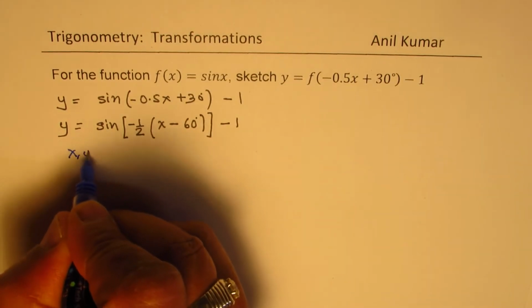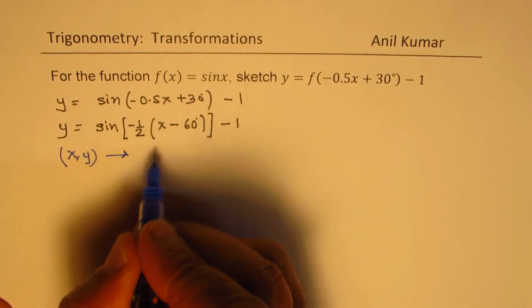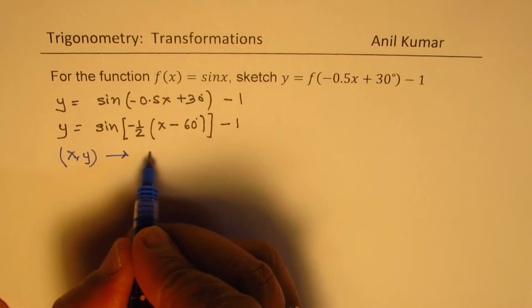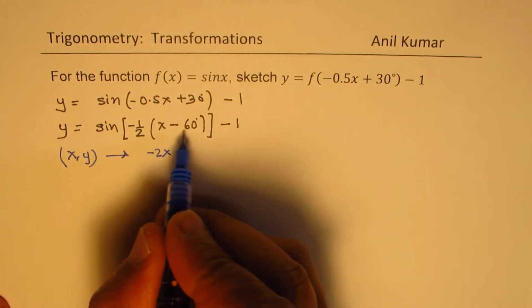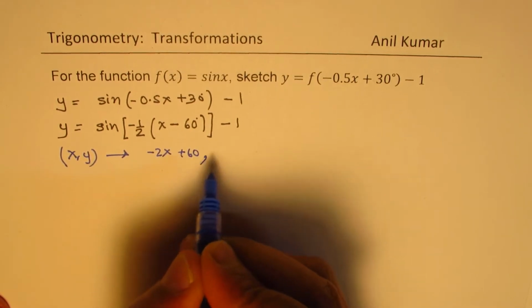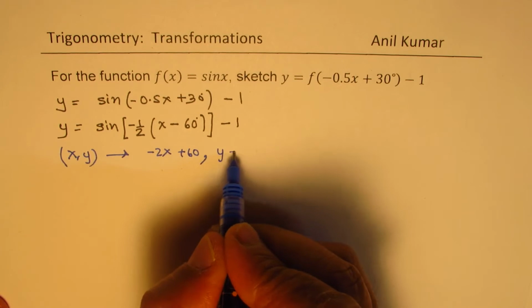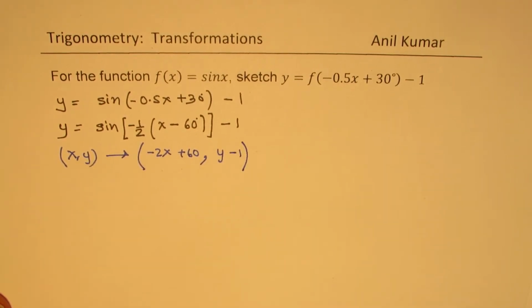So a general point, which is x, y on sine of x, will now get transformed, and the x value will be negative 2 times the original value, right? Since it is half. And then you have to add 60 degrees, right? So that is the x value. From y you have to take away 1, correct? So that becomes your transformed point.